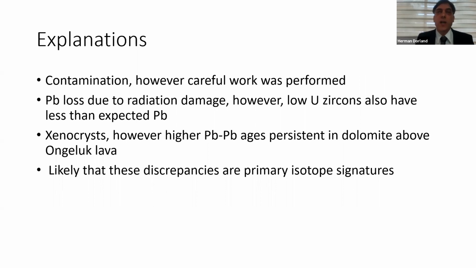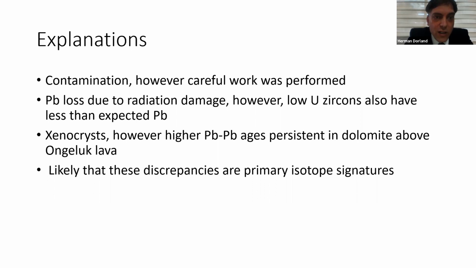So there have been many explanations for this type of problem in the uranium lead age dating. I list a few here. First is contamination, where you put zircons from other rocks into your samples. But we know that careful work has been done, and even these, like the pedalites, were analyzed in situ in thin section. So it's very unlikely that it was contamination.